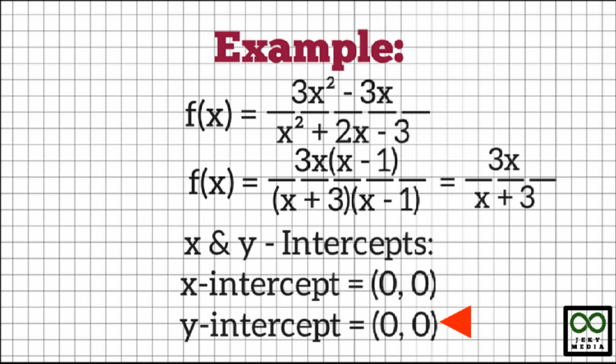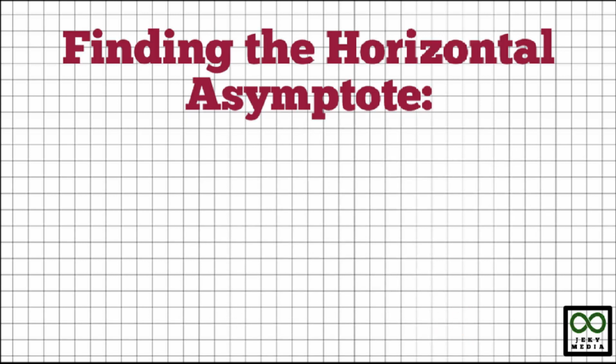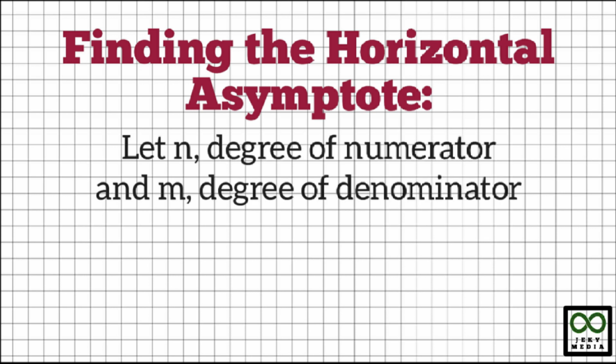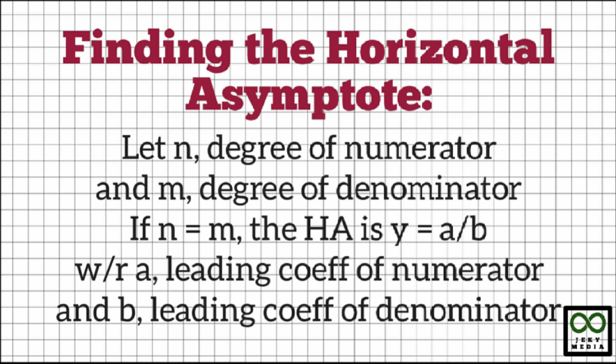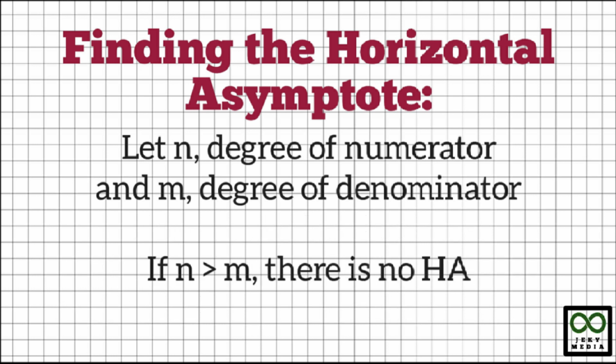Step 3. Let's find the asymptotes of the rational function. In finding the horizontal asymptote, observe the following rule of thumb. Let n be the degree of the numerator, and m be the degree of the denominator. If n is less than m, the horizontal asymptote is y equals 0. If n equals m, the horizontal asymptote is y equals a over b, where a is the leading numerical coefficient of the numerator, and b is the leading numerical coefficient of the denominator. If n is greater than m, there is no horizontal asymptote.